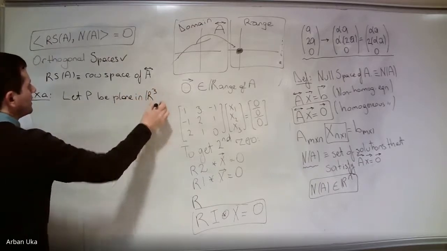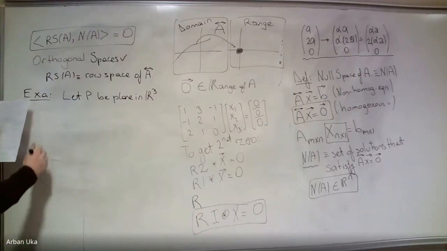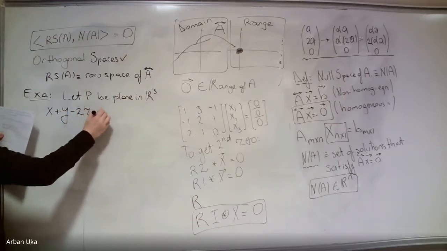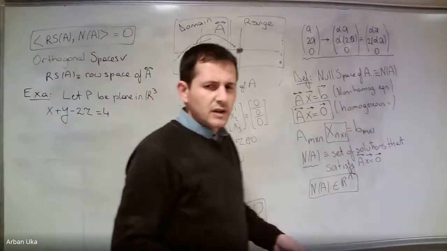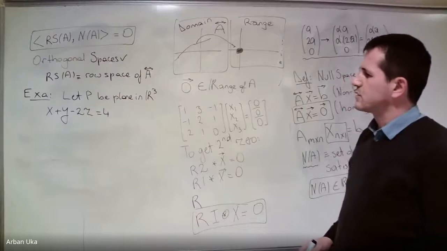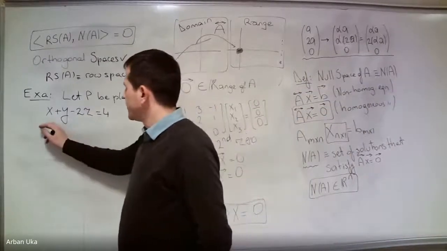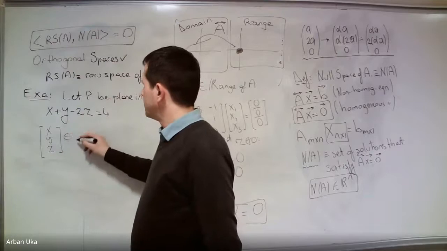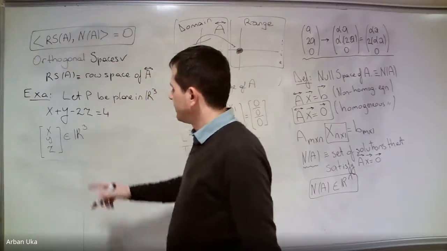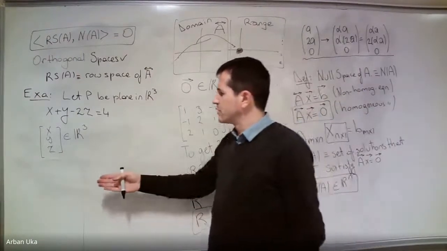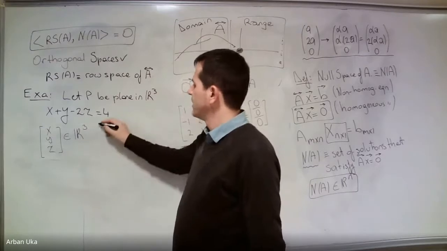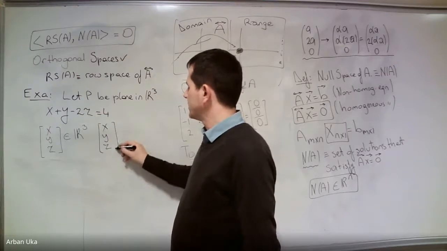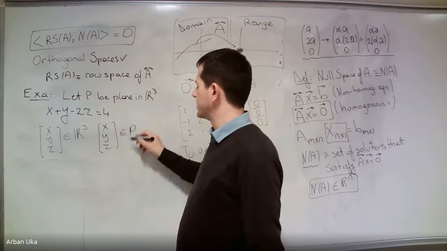Now, let's see another example. Let's assume that we have a plane P in R cubed, which is described by x plus y minus 2z equal to 4. If you have a look at this relationship, x, y, and z, what is this plane? This plane is composed of a triplet of numbers x, y, and z. Any triplet of numbers belongs to R cubed, that's okay. And then, if x, y, and z satisfy this condition, they are also part of this plane.